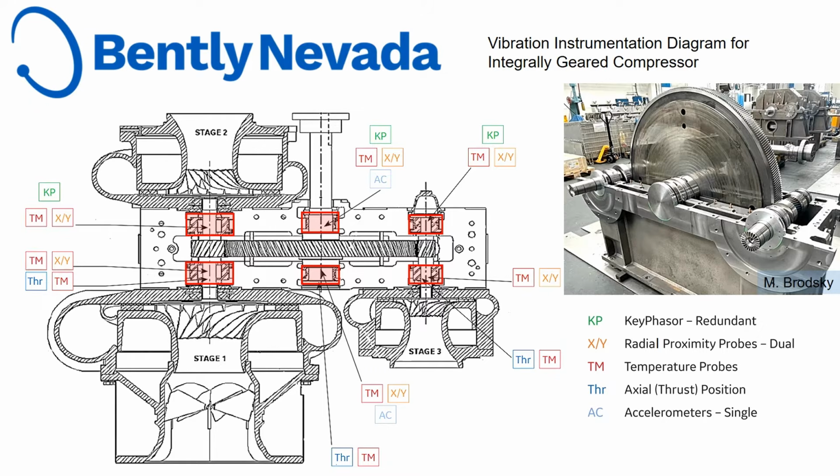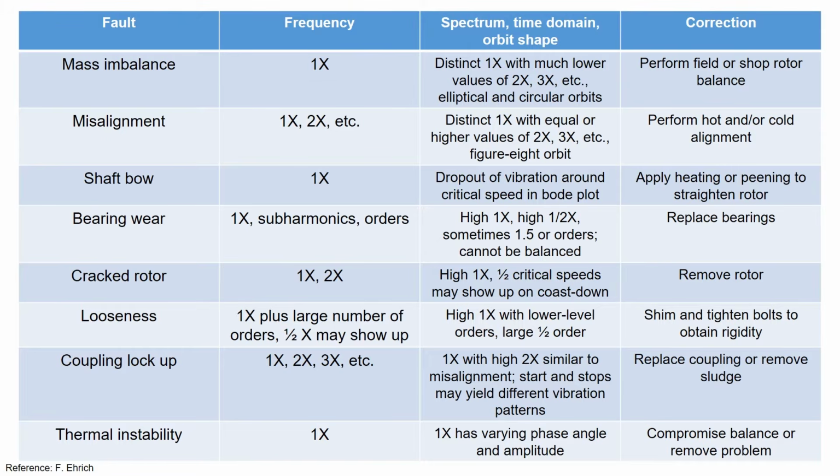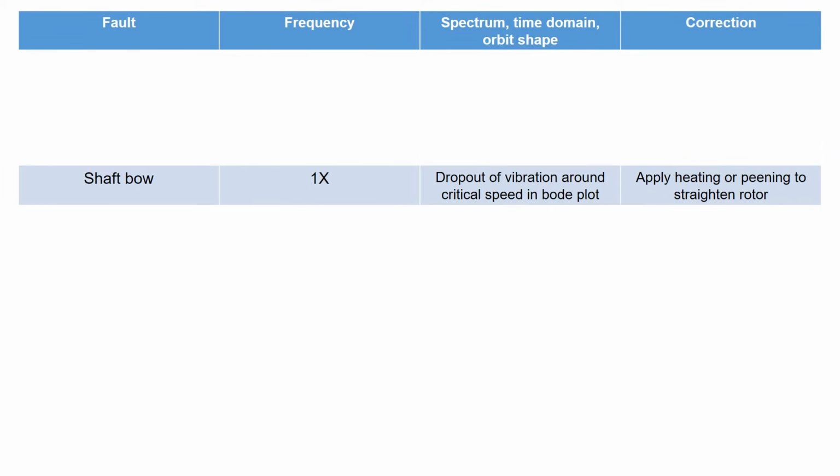So we touched on sensor installation in your machine. Now let's revisit this table. Okay, let's look into the shaft bow.